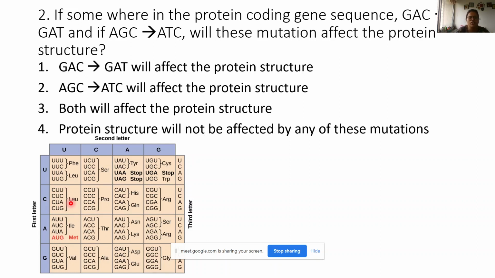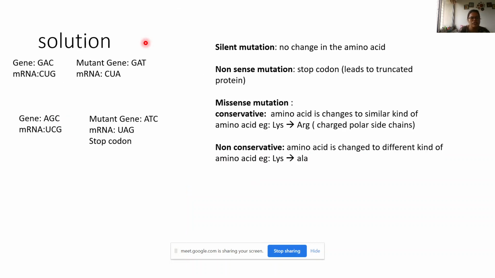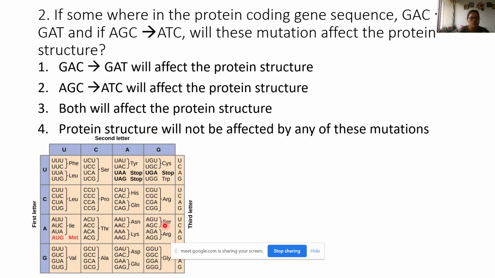So it will not affect the structure of protein. Whereas in case of another mutation, this is replaced by UAG, which is a stop codon. Because the stop codon has come in between, the peptide chain that will be generated will be truncated. So definitely, the protein structure will be affected by that mutation.